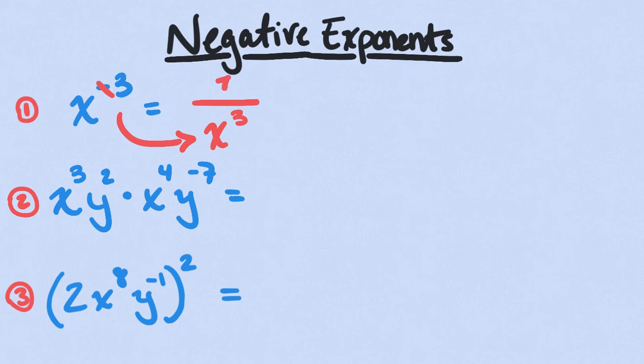And now we're going to put a 1 right here. So x to the negative 3rd power becomes 1 over x to the 3rd power. And that's how you get rid of negative exponents. So now let's do a couple examples.